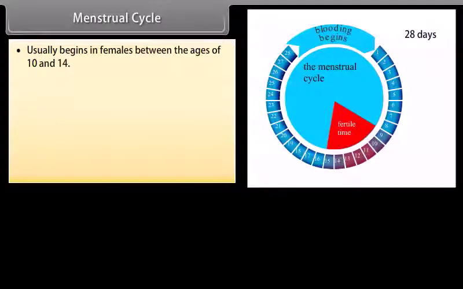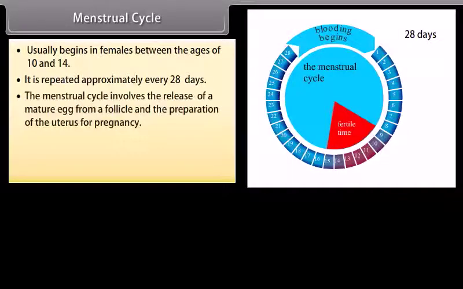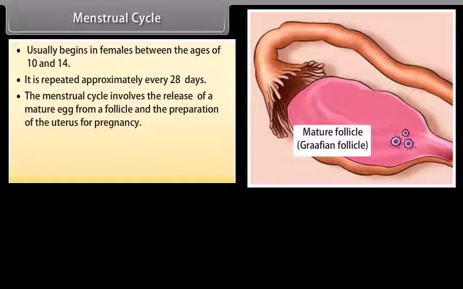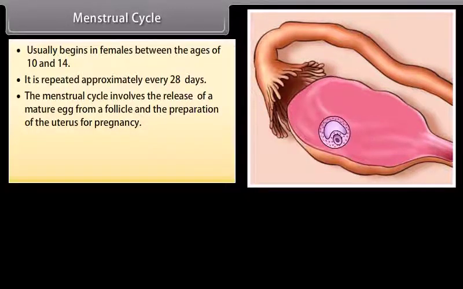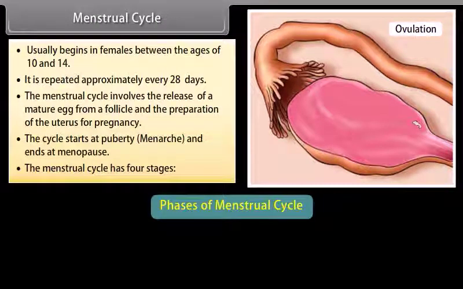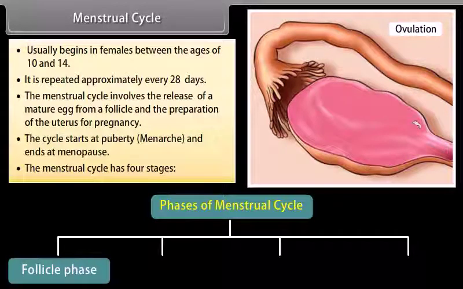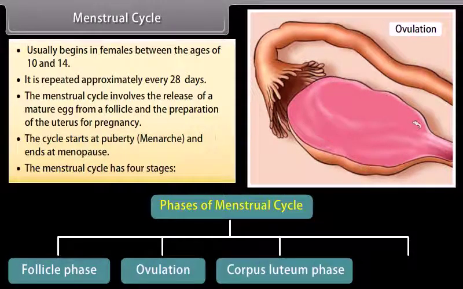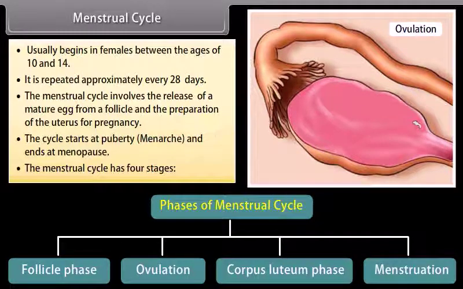The menstrual cycle usually begins in females between the age of 10 and 14. It is repeated approximately every 28 days. The menstrual cycle involves the release of a mature egg from a follicle and the preparation of the uterus for pregnancy. The cycle starts at puberty or menarche and ends at menopause. The menstrual cycle has 4 stages. Phases of menstrual cycle: follicle phase, ovulation, corpus luteum phase, menstruation.